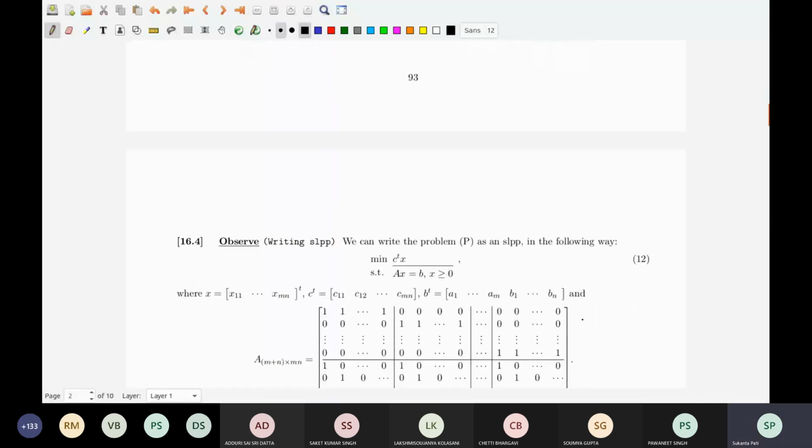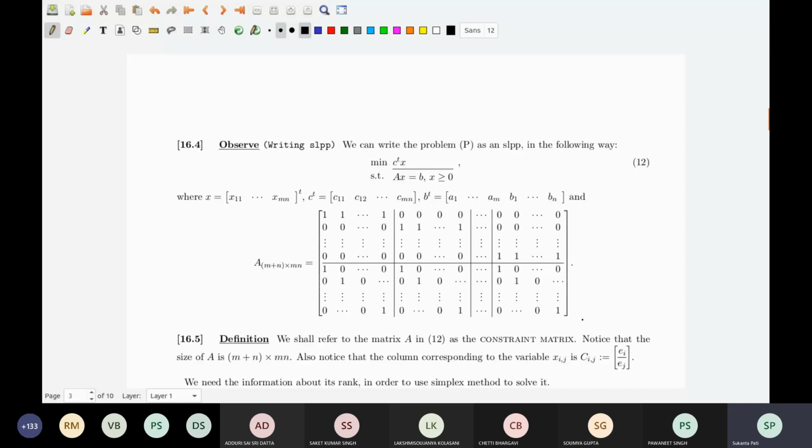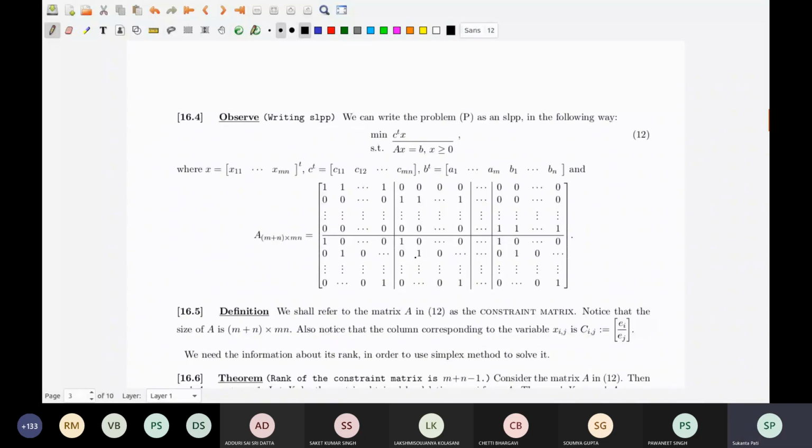We can write the problem P. By problem P, I mean the general m by n balanced transportation problem, in the following way. It is minimize C transpose X, where C I have written in lexicographic order, X is also written in the same lexicographic order, and b is A1, A2, Am, and then B1, B2, Bn, that way. And each column below Xij takes the form Ei stacked over Ej, not divided by a line. Okay, so this is the Cij column.